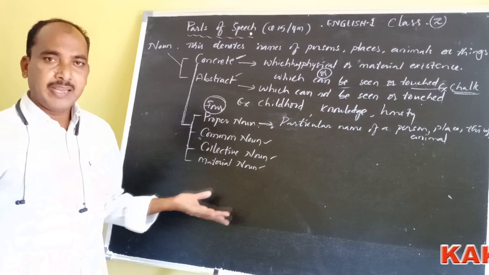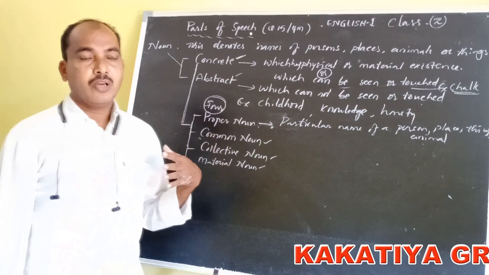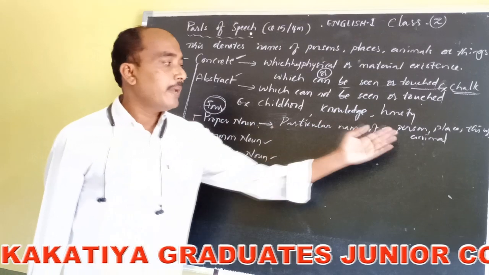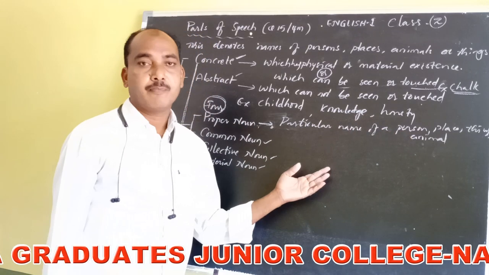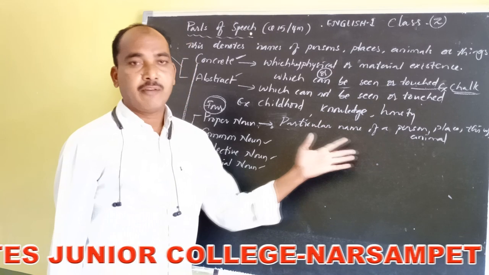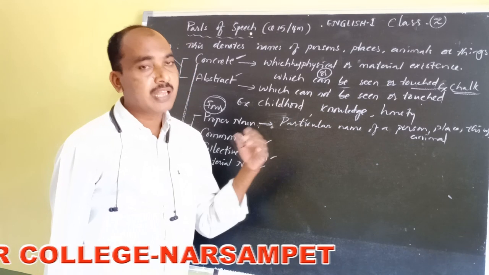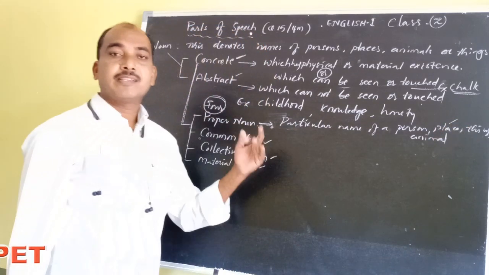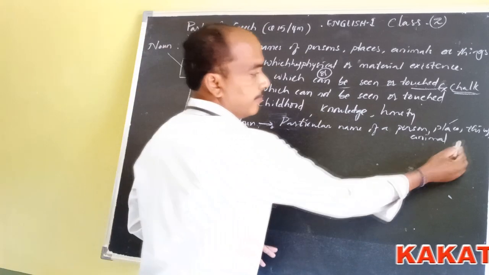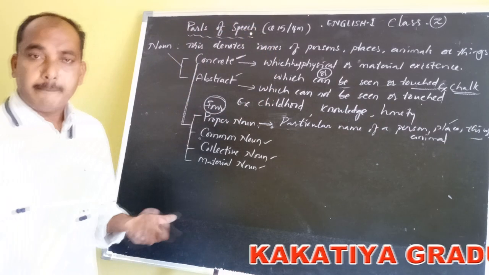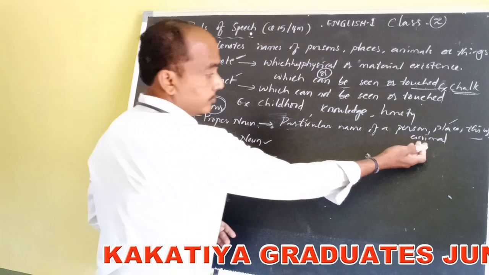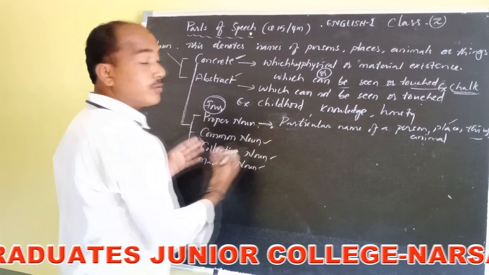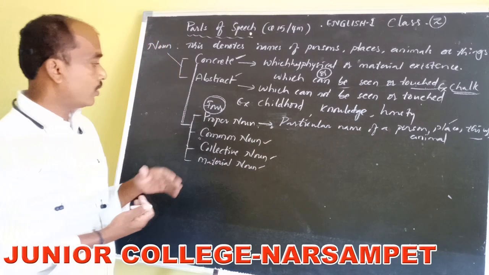My name is X. X is a proper noun. Your name is Ramu. Ramu is a proper noun. Who is Ramu? A person. It means the person has a particular name. I call you Ramu, Ravi, Geeta, Sita. These are all names of persons. Next, names of places: Narsampet, Warangal, Hyderabad, etc. Things: book, pen, chair. An animal: dog, donkey, etc. These kinds of nouns are called proper nouns.